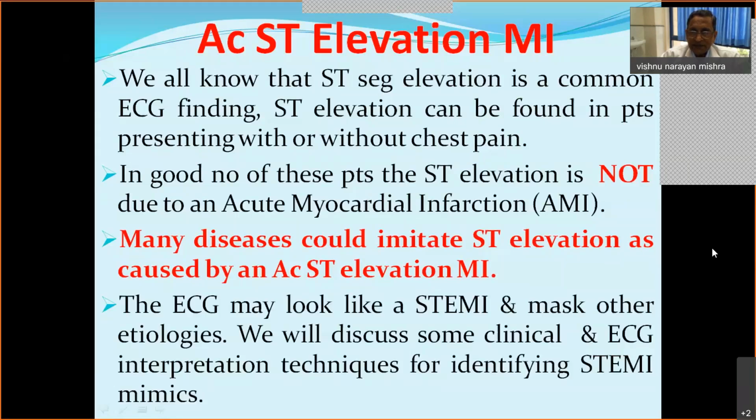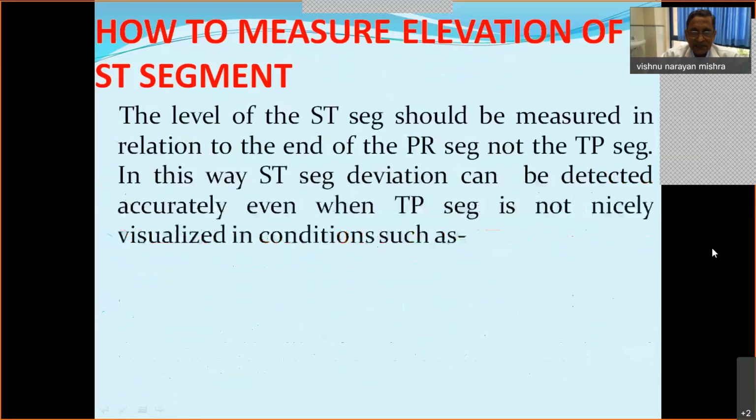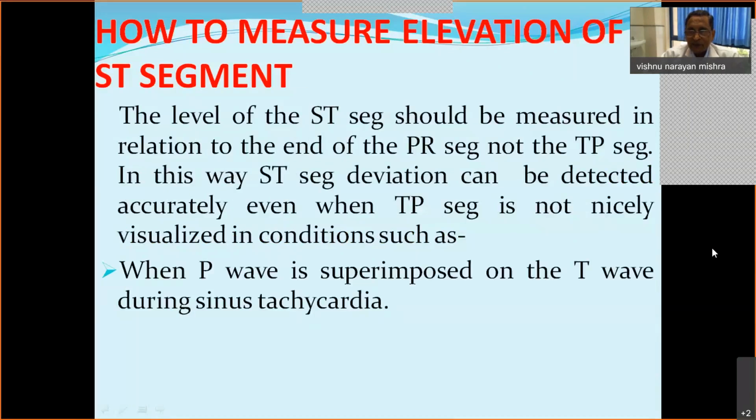The level of the ST segment should be measured in relation to the end of the PR segment and not the TP segment. Why am I saying this? Because in this way, ST segment deviation can be detected accurately even when the TP segment is not nicely visualized, in conditions such as when the P wave is superimposed on the T wave during sinus tachycardia, when the PR segment is depressed, and when a prominent atrial repolarization wave, that is the Ta wave, is present. So it is better that we compare ST segment elevation with the PR segment and not the TP segment.